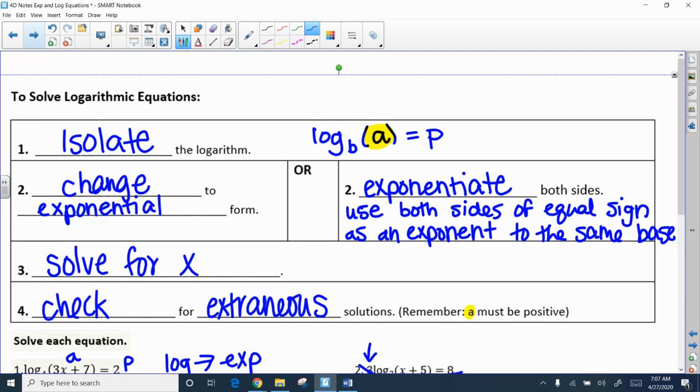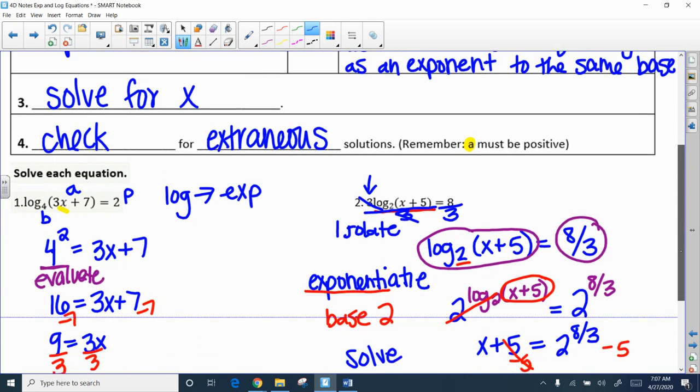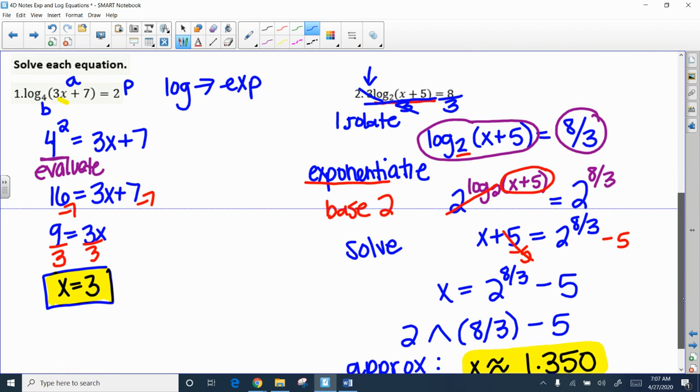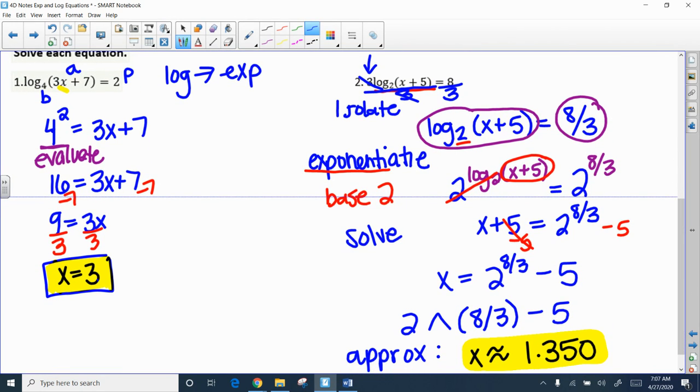On Friday, we looked at these steps for solving logarithmic equations. Step 1, isolate the logarithm so that it's in this form, log base b of a equals p. Step 2, there's two ways we could do this. We can either change to exponential form or exponentiate. Step 3, solve for x. And then step 4, check for extraneous solutions. We did a couple examples on Friday, and we're going to continue with more examples today.